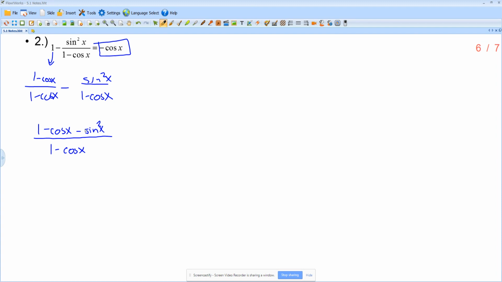Sort of reformatting this right here, this is the same as just negative cosine x plus 1 minus sine squared x. All I did was move the 1 over here, because now if I look at just specifically this piece, 1 minus sine squared x, thinking about that Pythagorean identity, that's the same as cosine squared x.